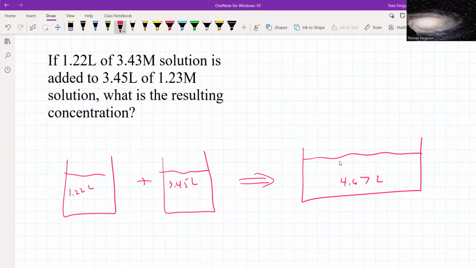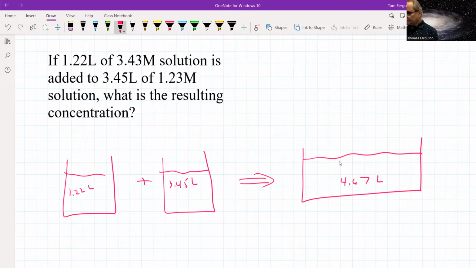467 liters. Now, what additional information do we need to solve this? What are the units of concentration? Moles and volume, right? Okay, we've got volume. How do we get moles over here? Combined moles. Well, we've got to determine the moles of each one and then add them together.